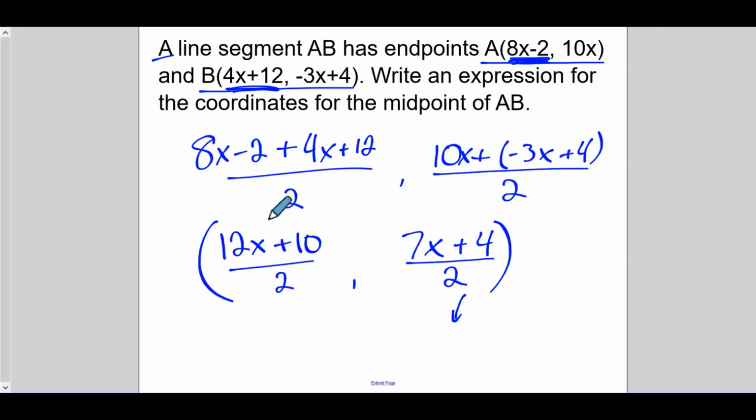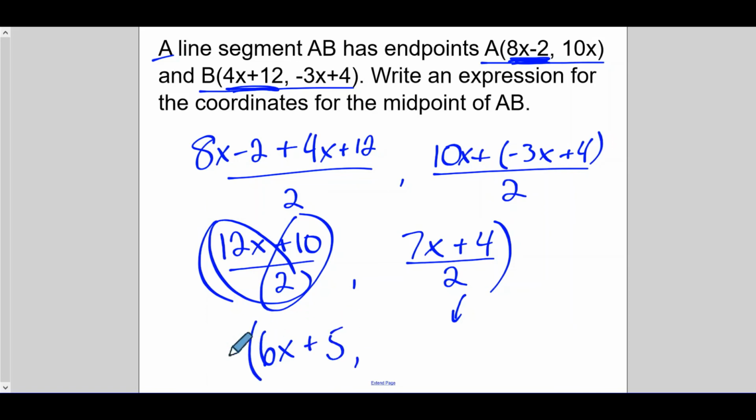So you could divide this 12x by 2 and the 10 by 2, making that 6x plus 5 as my x coordinate. So I'm going to label this as m. And this, I'm not sure if you would even call this simplifying, but 7x over 2 plus 2 as my y coordinate.